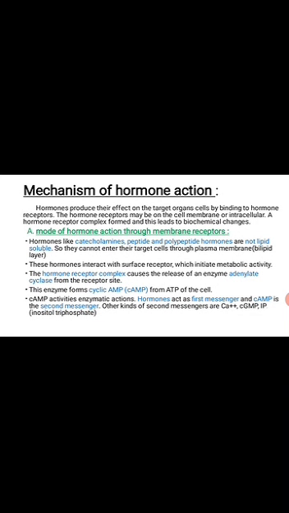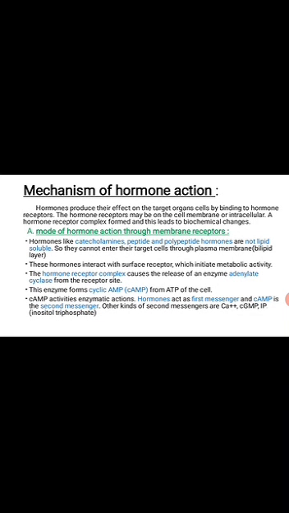Now, how does this hormone show its action? Suppose the hormone reaches the particular target organ. Then that hormone binds to the receptor. This receptor may be present on the cell membrane, or it may be intracellular, that means the receptor may be present inside the cell. The hormone-receptor complex is formed, and this leads to biochemical changes.